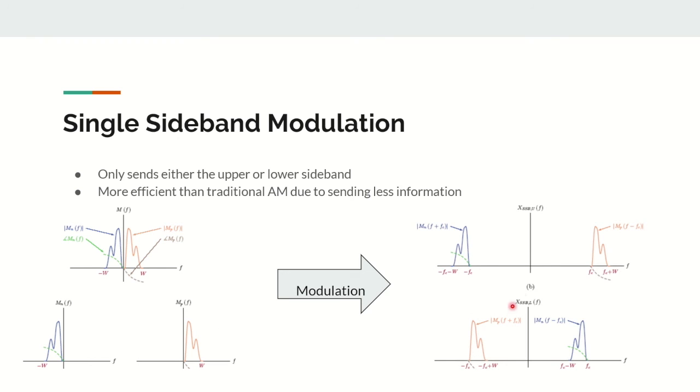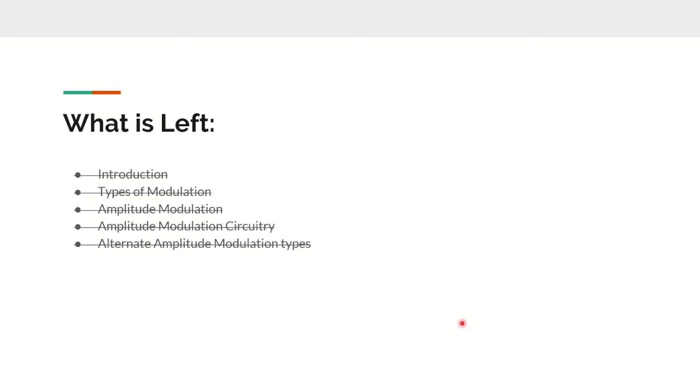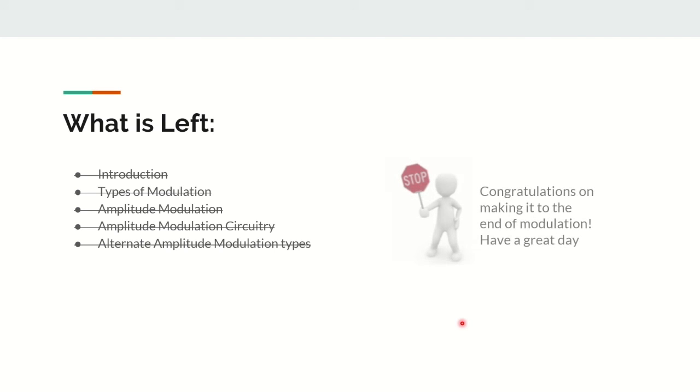Once we modulate it, we are going to get only the upper sideband or only the lower sideband. This, of course, makes it much more efficient bandwidth-wise since it's only using half the bandwidth, but it does significantly complicate the process. And that's going to be the end of our videos on amplitude modulation. We have covered our types of modulation, from amplitude to frequency to some of the pulse modulation types. We've done an in-depth analysis of amplitude modulation and the circuitry involved, and we have gone over some of the alternate amplitude modulation types and their advantages and disadvantages.